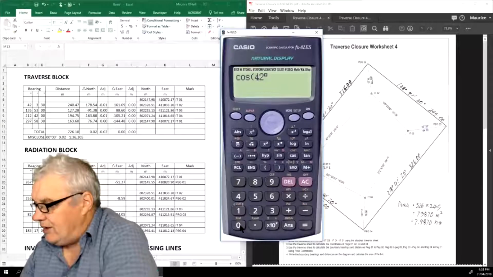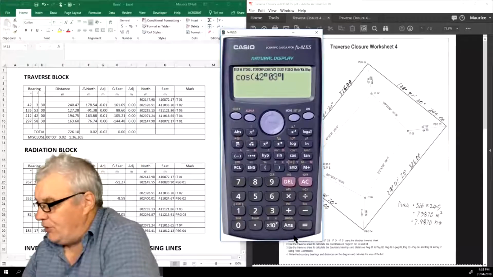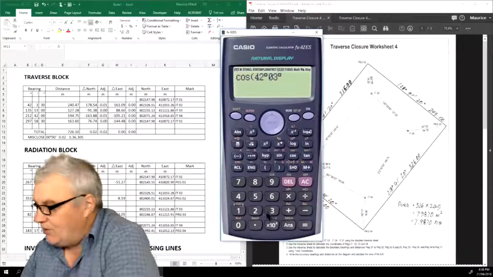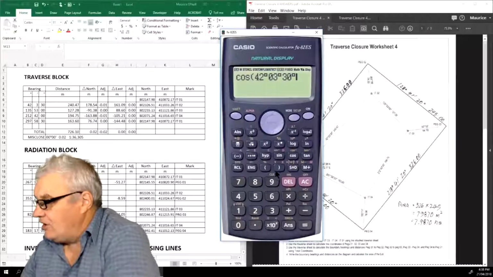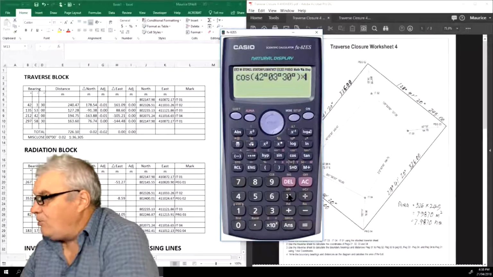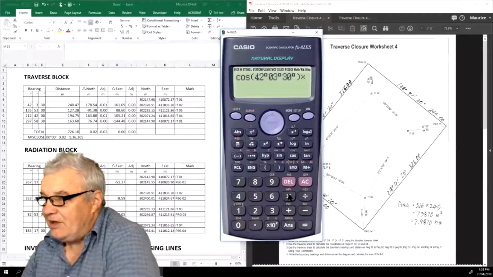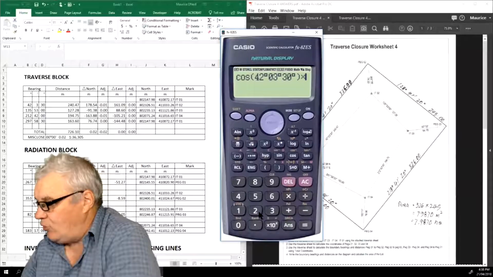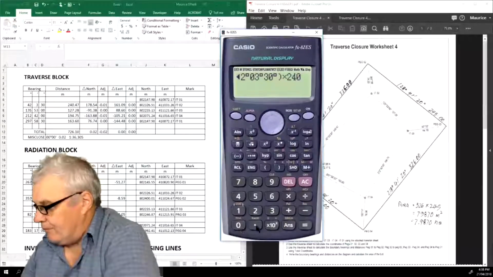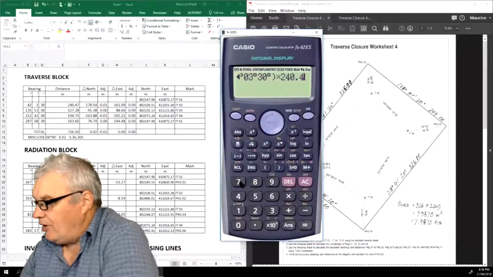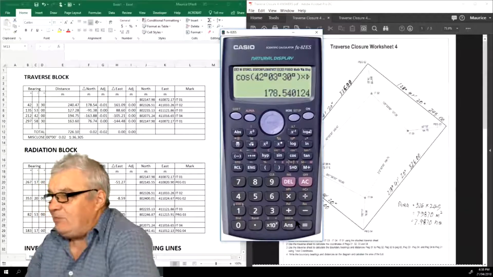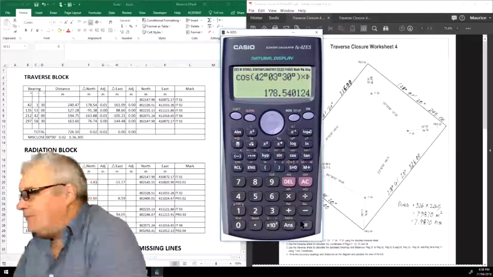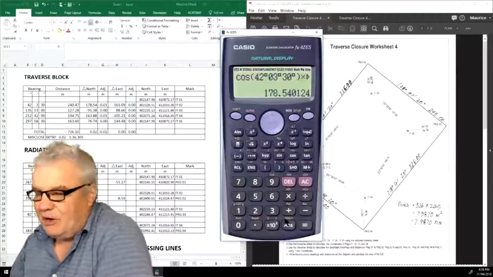03 minutes, and well, 30 seconds in this case here. Close the bracket. And then multiply that by the distance, 240.47 equals. And we get 178.54. Be careful to round it appropriately.